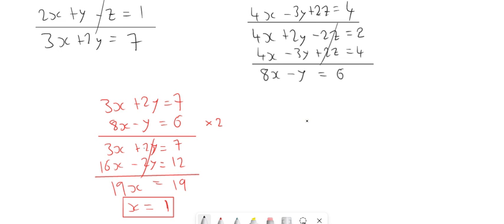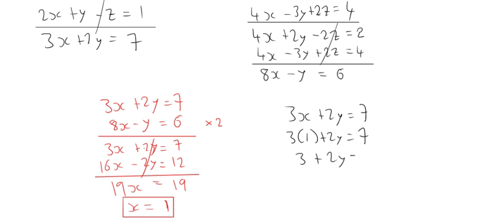I'm going to take the 1 and I'm going to put it back into the top equation here, because that's an equation with just x and y in it. So if I put in something for x there, I've only got one variable. I can figure out what y is. Then 3x plus 2y is equal to 7. Put in the 1 instead of the x. 3 plus 2y is equal to 7. I can bring the 3 across and subtract it. So 2y is equal to 7 minus 3, which is 4. And then y is equal to 4 divided by 2, which is 2.